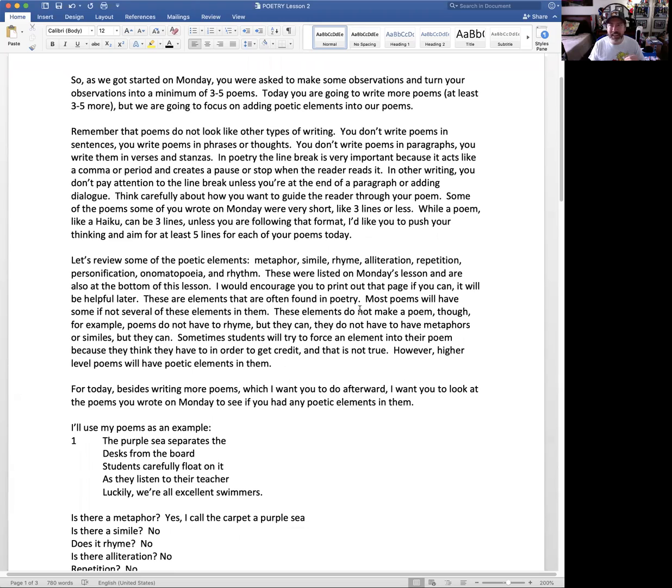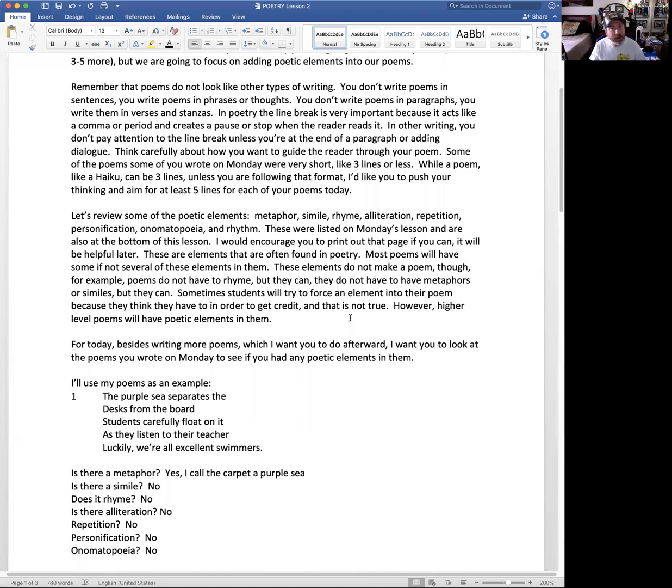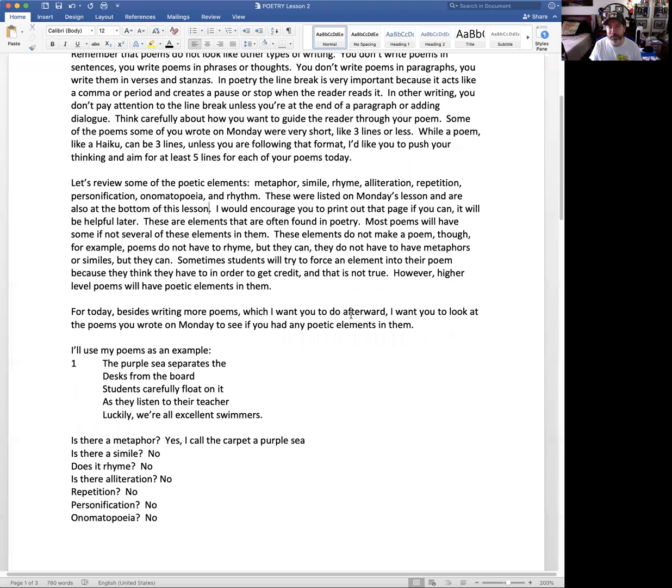In fact, you could have a poem that didn't have any of those elements, but most poems will have at least one, if not a few of them, okay? Poems do not have to rhyme, but they can. They do not have to have metaphors or similes, but they can. Don't try to force an element into your poem because you think you're going to need to in order to get credit, okay? It ends up making the poem sound worse, okay? But when you truly are thinking poetically and creatively, the higher level poems will have those elements, okay?